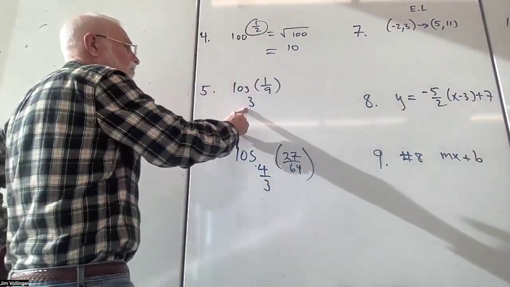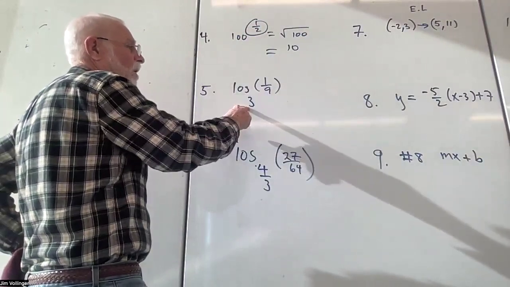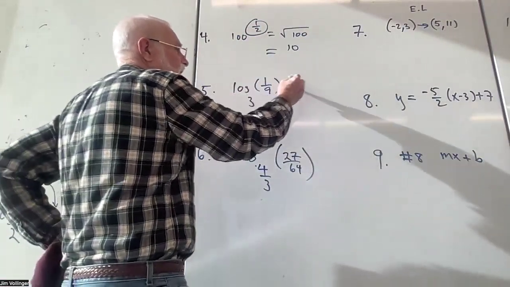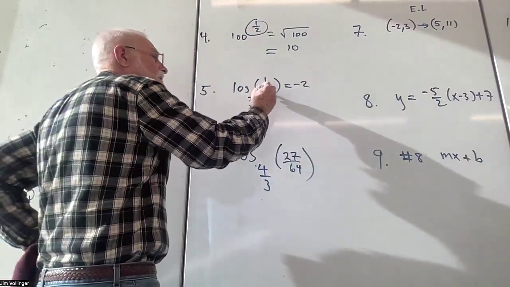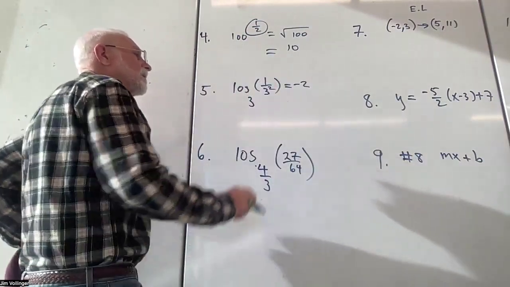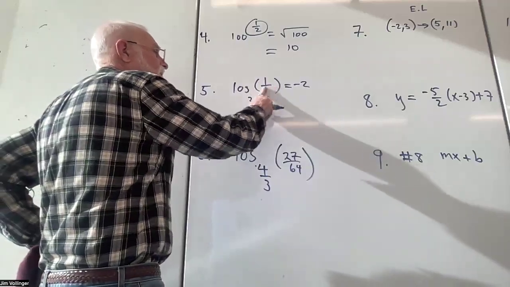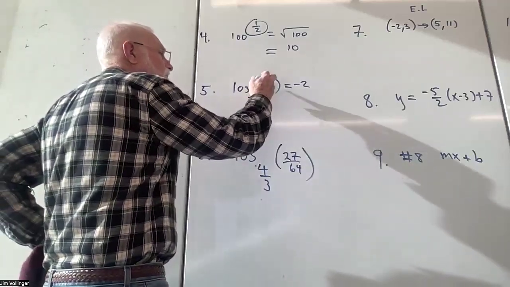What do I have to do to a 3 to turn it into a 1/9? I got to square it and I got to reciprocate. So my answer is -2. How do I get there? Well, I got to get the same base. That's 3 to the 2. And I know 1 over 3 squared is the same thing as 3 to the -2.